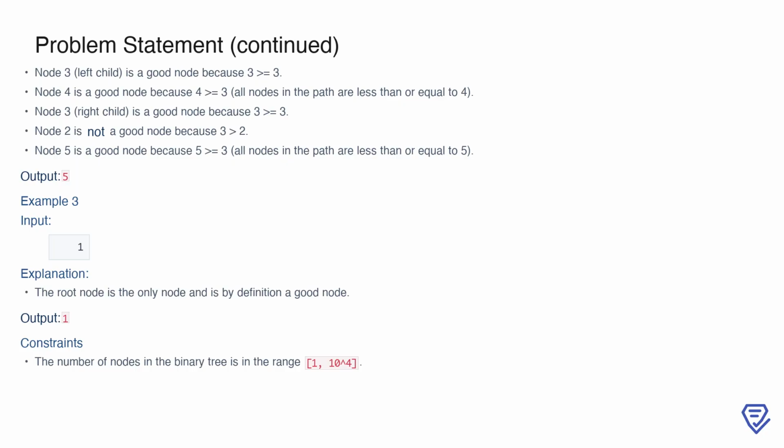On the right side, the right child of the root is another good node since its value matches the root's value. Among its children, the node with value 2 is not a good node because its value is less than the root. However, the node with value 5 is a good node because it is greater than all values in its path. In this case, the total number of good nodes is 5.